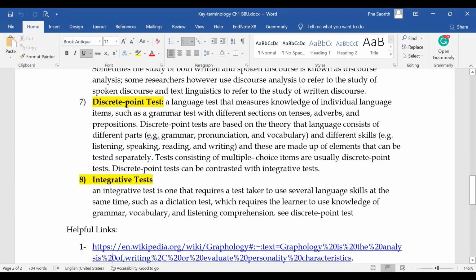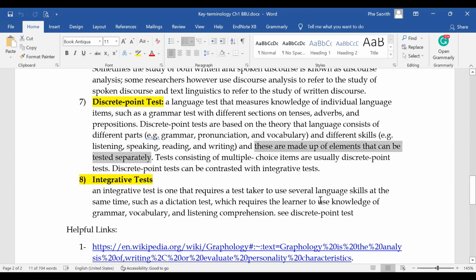Here is the definition of a discrete point test. A language test that measures knowledge of individual language items, such as a grammar test with different sections on tenses, adverbs, and prepositions, right? So discrete point tests are based on the theory that language consists of different parts, such as grammar, pronunciation, and vocabulary, or different skills such as listening, speaking, reading, and writing. And these are made up of elements that can be tested separately, okay? This is the main thing.